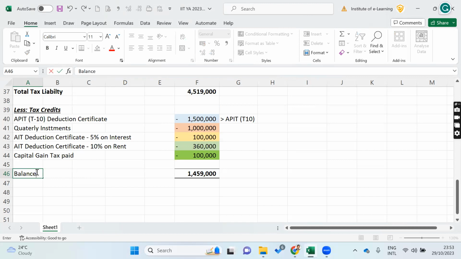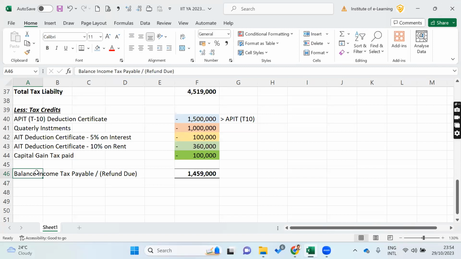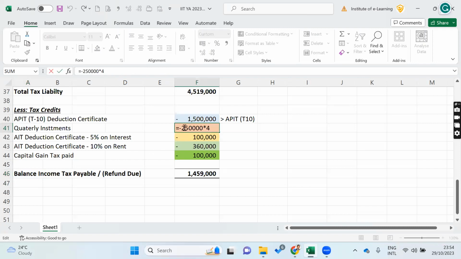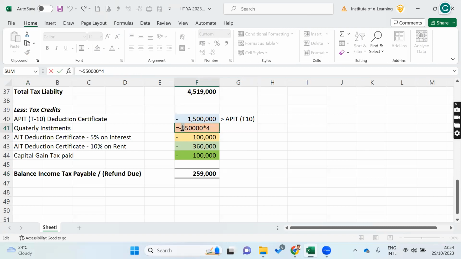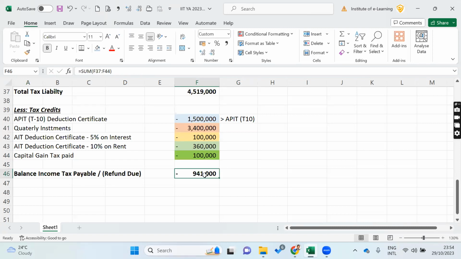1,459,000. Balance income tax payable for refunding. overpayment එකක් ආවොත් refund එක තමයි IRD එකෙන් ගන්නවා. Right? You have to submit the return and claim the refund from the Inland Revenue Department. Here it's payable. Let's say assume that you have overpaid something from the business, let's say here 550,000, then overpayment. Then you have overpaid. It's refunded.